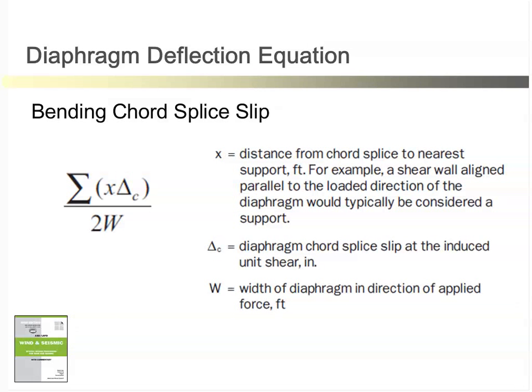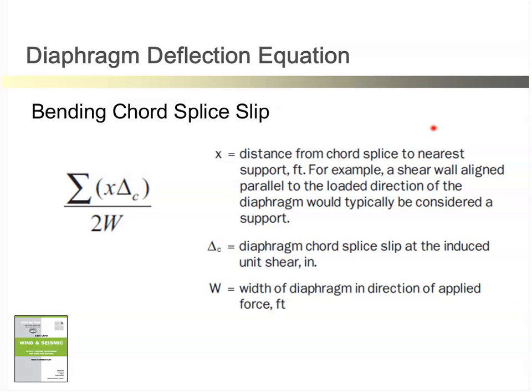The third term of the equation, and I'm jumping around here on purpose because we'll look at those two middle terms together, but the third term handles chord splice slip, and X defines the distance from the chord splice to the nearest support. For example, a shear wall aligned parallel to the loaded direction of the diaphragm would typically be considered a support.